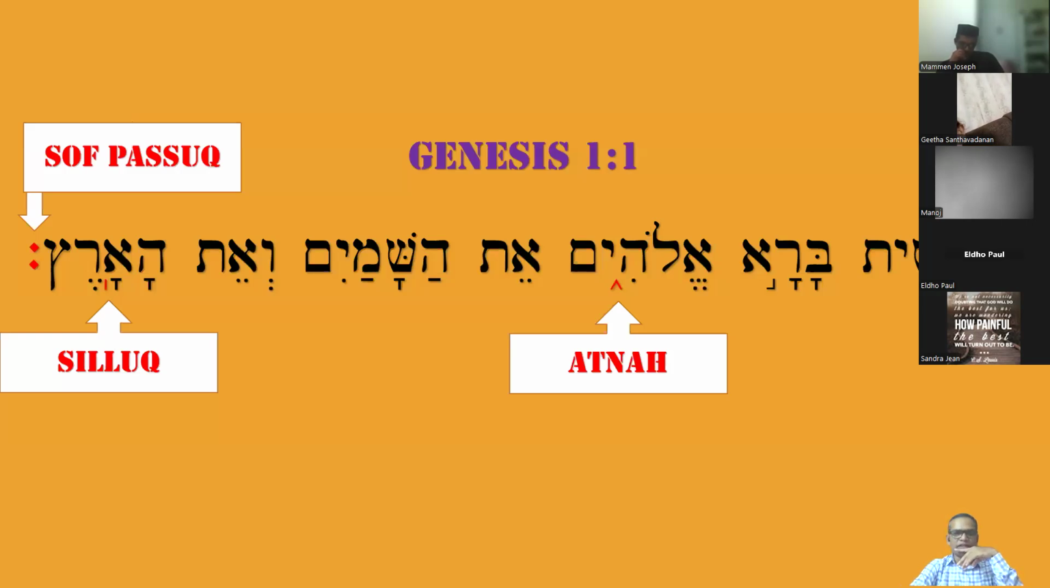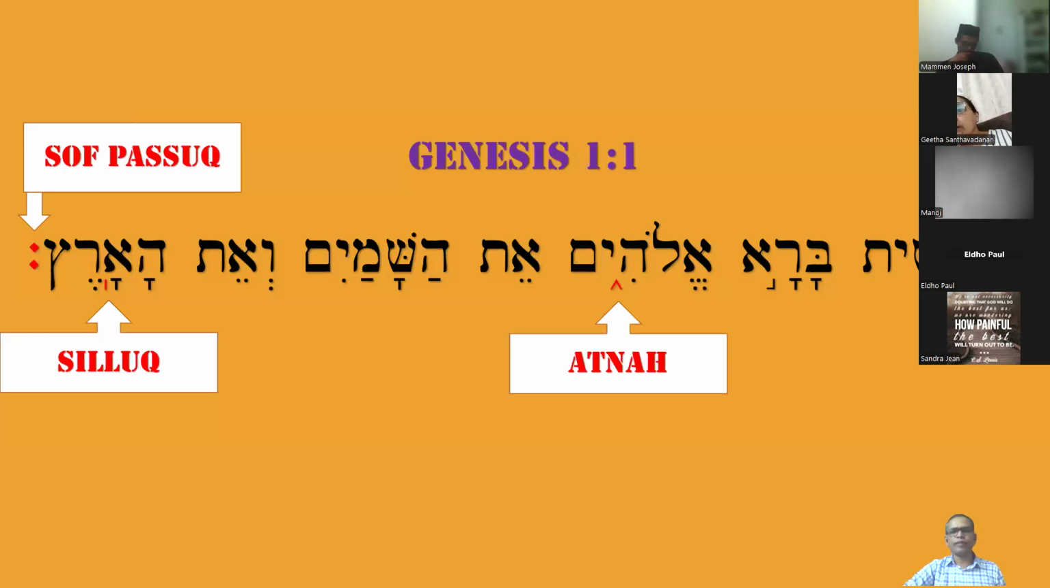Then we learned about the disjunctive accents, the accents which help us to understand which is the first half, which is the second half, and where the verse ends. Atnach is a mark which helps us to understand that this is the first half of the verse, and there needs to be a pause given. The second half of the verse or the end of the verse is marked with siluk, which will be immediately followed by sof pasuk at the end of that word. All right. So this one you have to keep in mind.